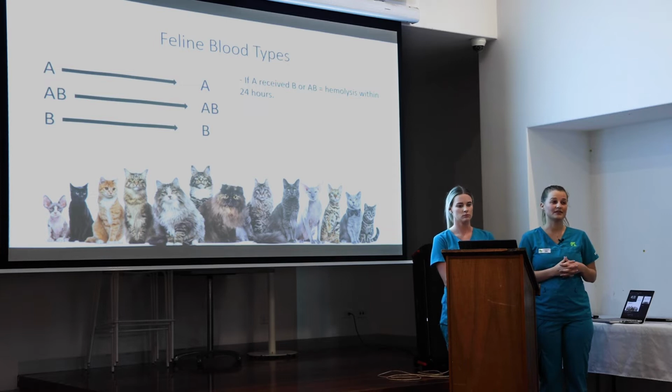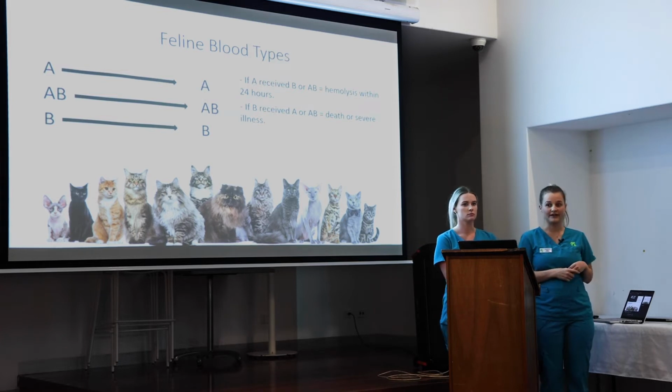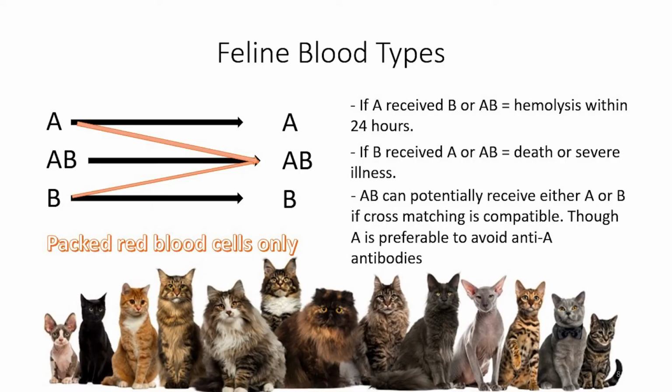The transfused red blood cells would be destroyed within about 24 hours. B can never receive A or AB blood. If B were to receive A or AB blood, it can actually become fatal within as little as 1 ml of blood transfused. If death did not occur, you would likely see fever, jaundice symptoms, and destruction of red blood cells within a 24-hour period at the least.